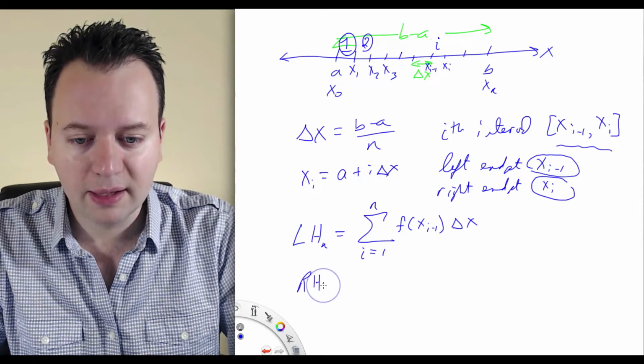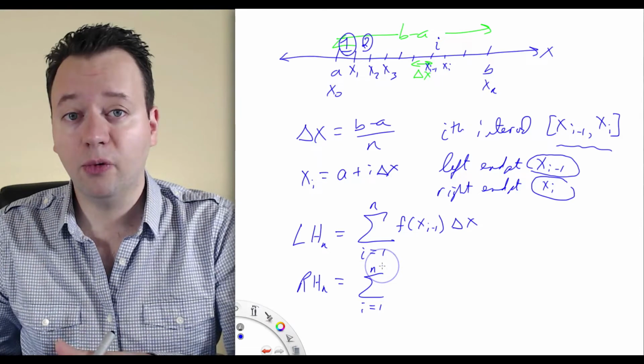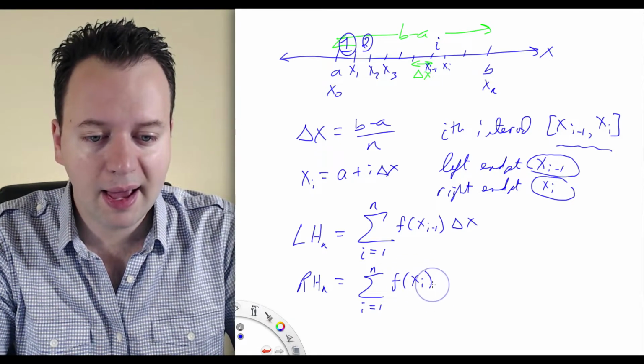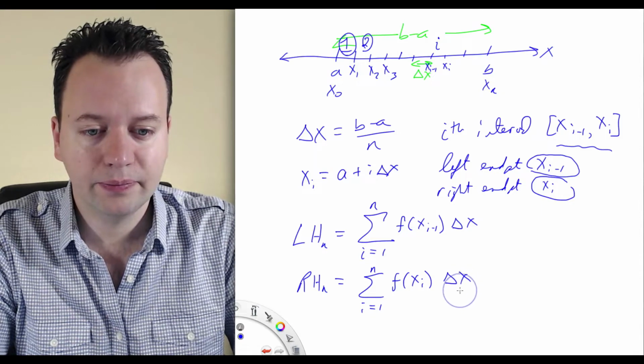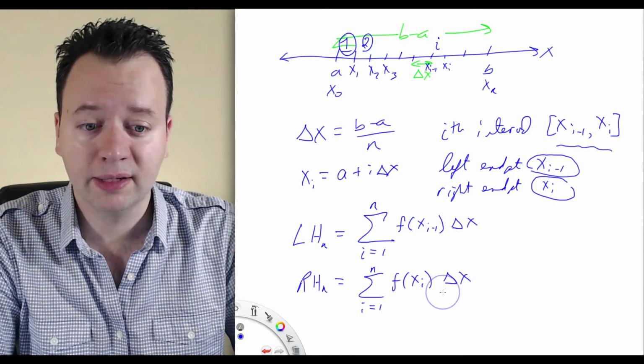For the right-hand Riemann sum, instead of evaluating the function at the left endpoint, we evaluate it at the right endpoint. So it's f of x sub i times delta x. So there's the left-hand Riemann sum, and here's the right-hand Riemann sum.